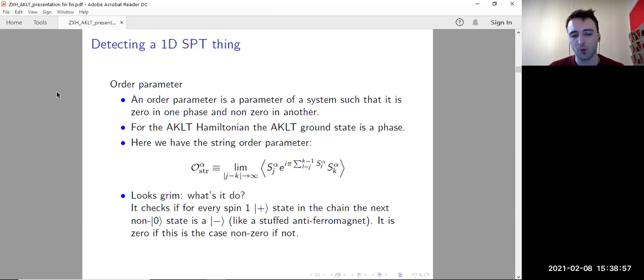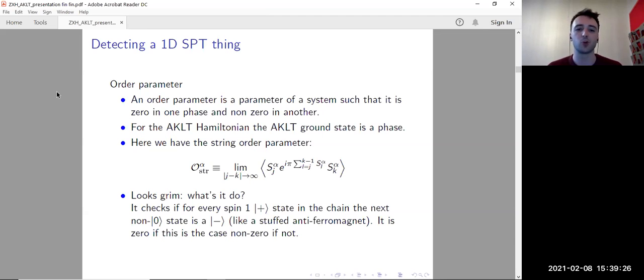Now, the interesting point here is the AKLT ground state must have this property, but it is a property that is determined at a distance, if you like. You could have a spin +1, you could have an enormous number of zeros, and then you have to have a spin -1, or another zero, of course. You cannot have another spin +1. So in this way, you get a sort of topological global property that isn't localized.